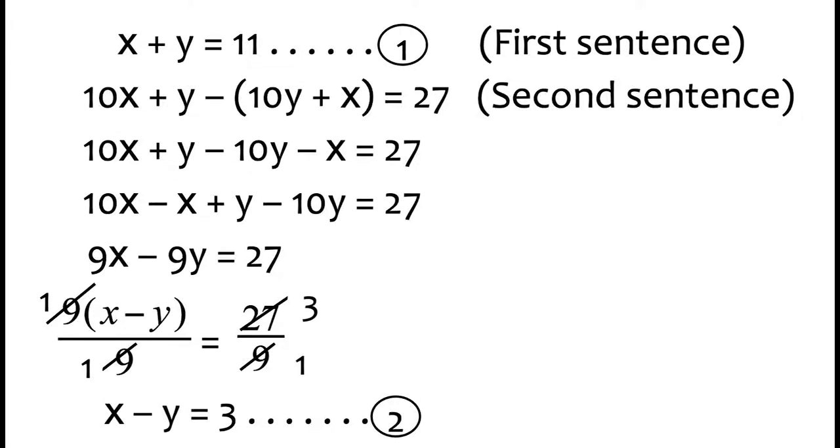Then 9x divided by 9, you'll be left with x. Then minus 9y divided by 9, you'll be left with minus y. And on the right, 27 divided by 9, the answer is 3. So the new equation now is x minus y equals 3, which is equation number 2.